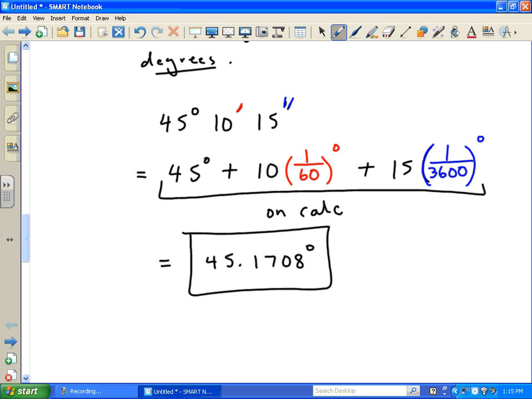Anytime that I do conversions, I try to think about looking at what symbols I have and substituting an actual conversion for the symbol, and that makes my conversions a whole lot easier. This concludes the lesson on angle increments.